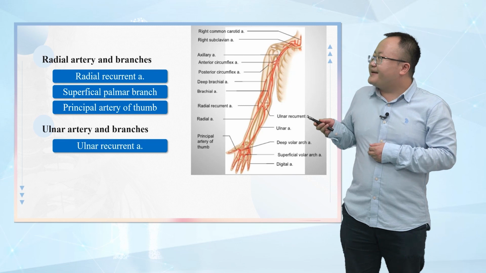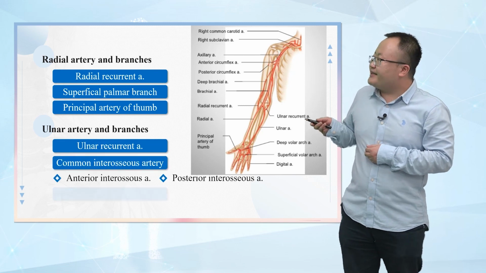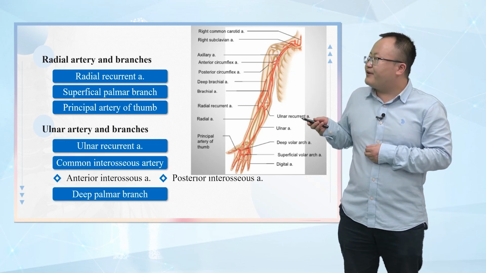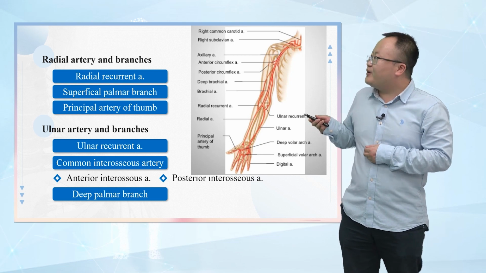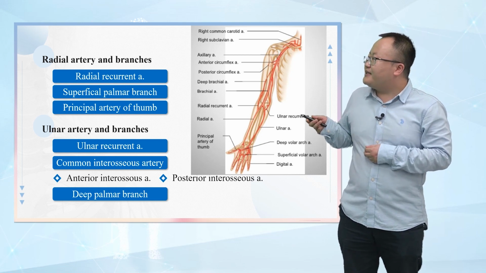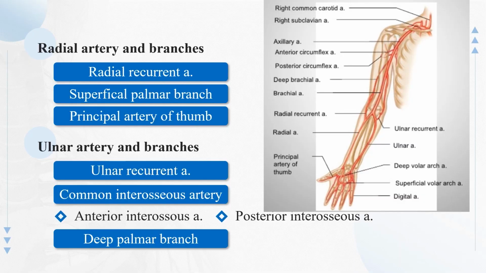The radial artery and its branches mainly have three branches. They are the radial recurrent artery, the superficial palmar branch, and the principal artery of the thumb. The ulnar artery and its branches are the ulnar recurrent artery, the common interosseous artery, and the deep palmar branch.